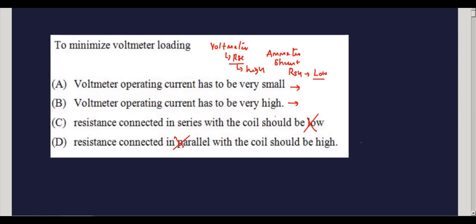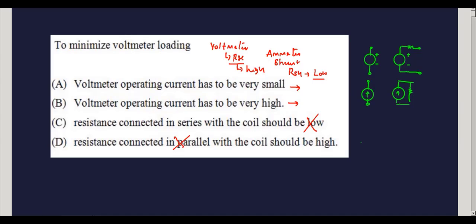Let's see what we know. Consider circuit theory: this is an ideal voltage source, and this is a practical voltage source, where you have a resistance in series with the voltage source. This is an ideal current source, and if you consider a practical current source, you have a resistance in parallel with the current source.